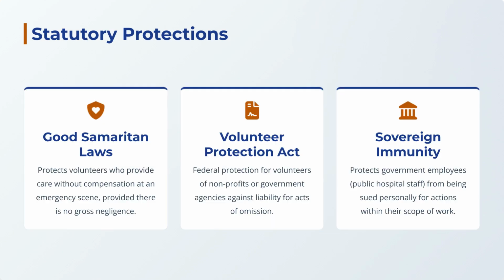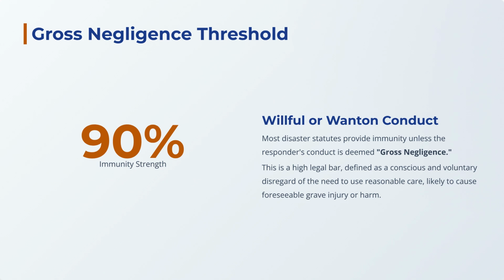Statutory protections offer crucial defense. These include Good Samaritan laws, the Volunteer Protection Act, and sovereign immunity for government employees acting within their scope of work. Immunity strength in disaster statutes is high, around 90%, unless the responder's actions meet the gross negligence threshold. This is a high legal bar, defined as willful or wanton conduct.